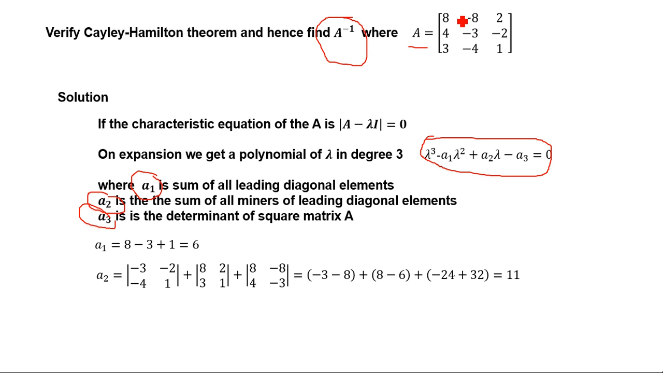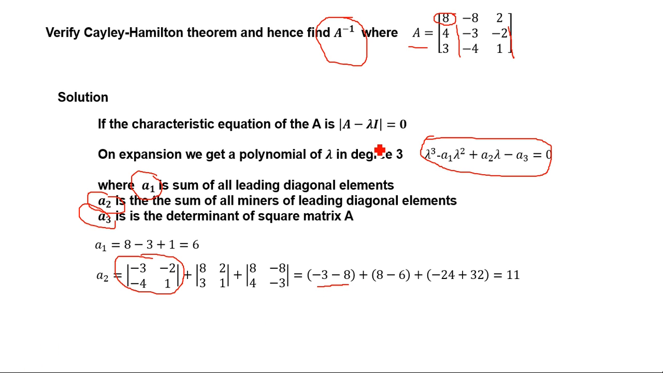How to find that? See, what is the first diagonal element? 8, and then leave the respective row and respective column. Then find the determinant of the remaining values. That is [-3 -2; -4 1]. So when you find that, minus 3 minus 8, that is the first value.